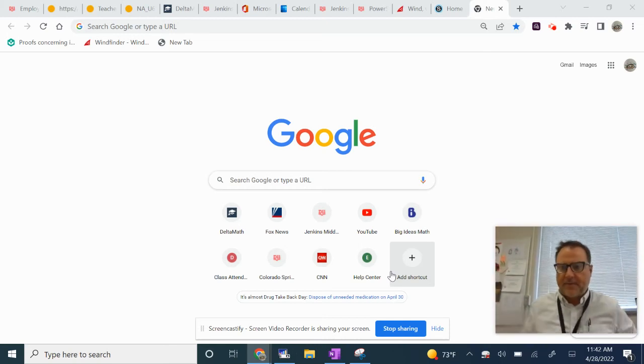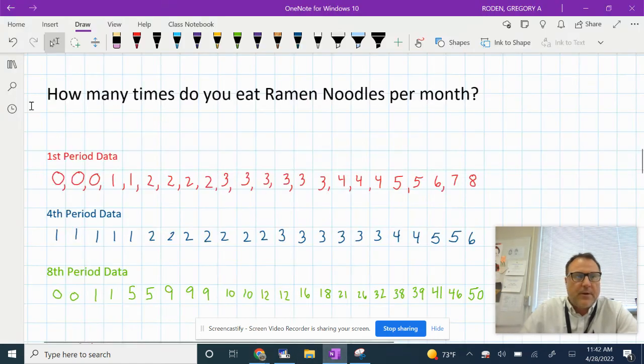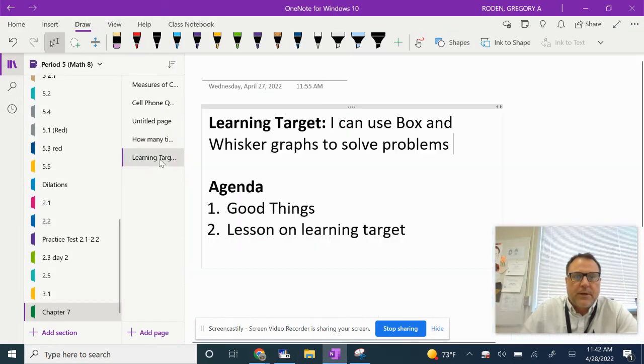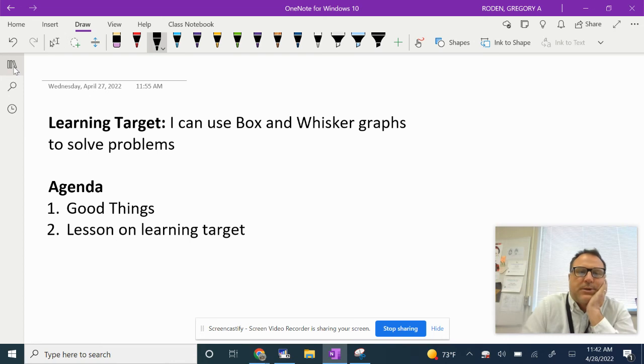I just want to do a follow-up lesson on box and whiskers today. Let's look at our slide here and go through it. Our learning target today is: I can use box and whiskers graphs to solve problems.